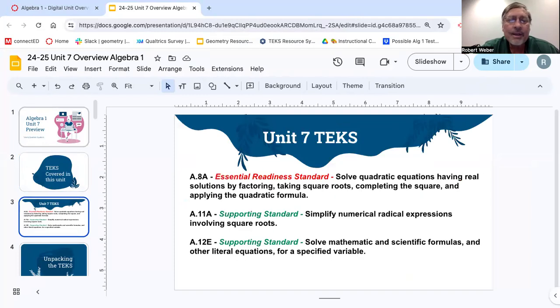TEKS covered in this one, not a lot. It's a quick unit. 8A, though, is an essential readiness standard. So that's a big one that you're going to want to get after, solving quadratic equations. 11A and 12E are supporting standards.